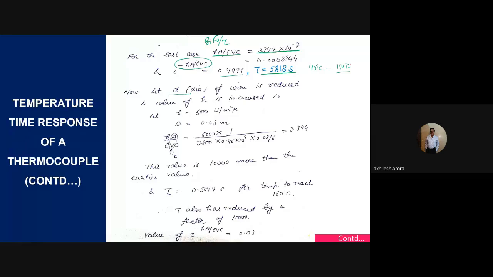Let us consider that the diameter of the wire is reduced and the value of h is increased. Just for the sake of comparison to the previous case, I am saying that the value of h is now 6000. What was the value earlier? The value of h in the previous example was only 10, and now I have increased it to 6000. Okay, it's a huge value.